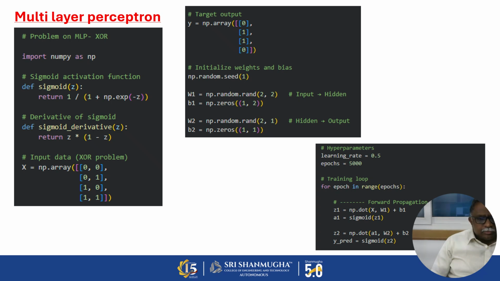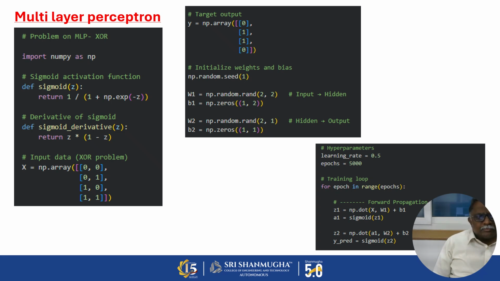So these are the input values: 0, 0; 0, 1; 1, 0; and 1, 1. There are 4 samples. In the XOR problem, the output is 1 if exactly one input is 1, and if both are the same, the output is 0. So this is the target output. Then we randomly initialize the weights W1, B1, W2, B2. W1 is basically input to hidden, and W2 is hidden to output.